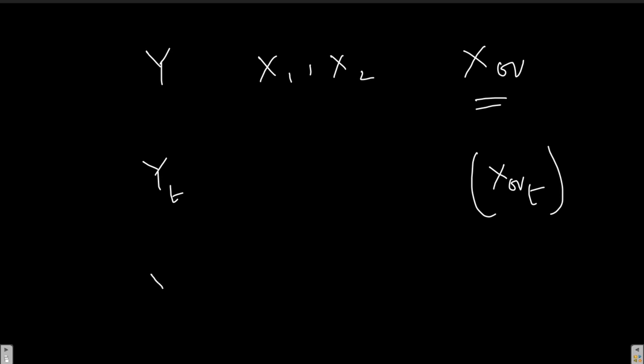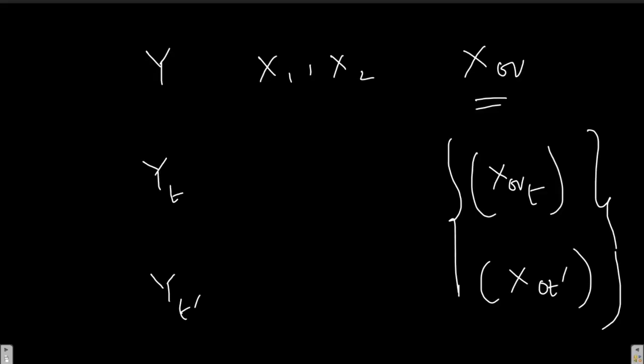Now when I measure y at time t prime, I have my yt prime, and then there is an xov t prime, right? Now because you are omitting this xovt and xovt prime, whatever pattern is there in xovt or xovt prime will be reflected in the error term.